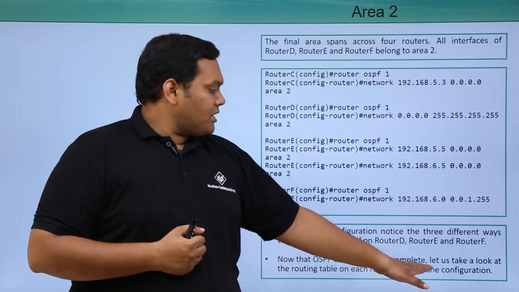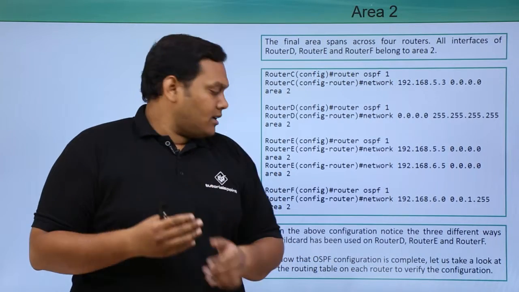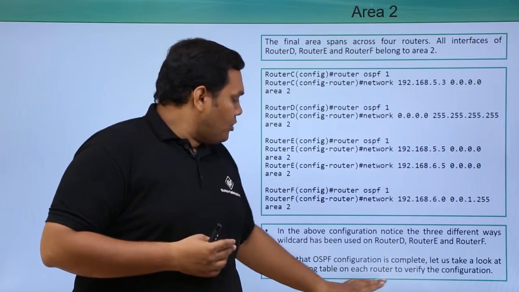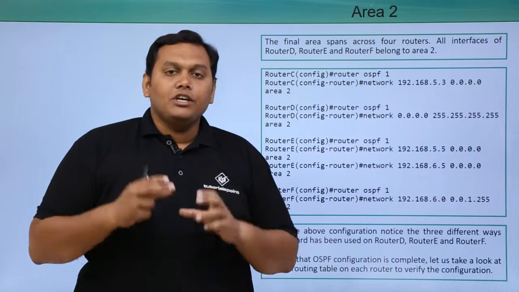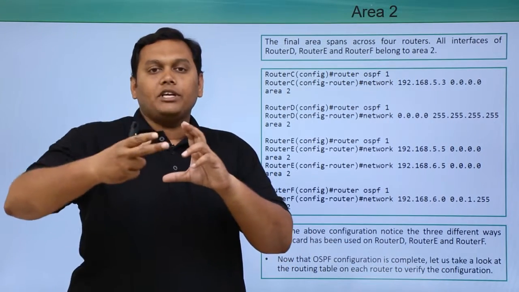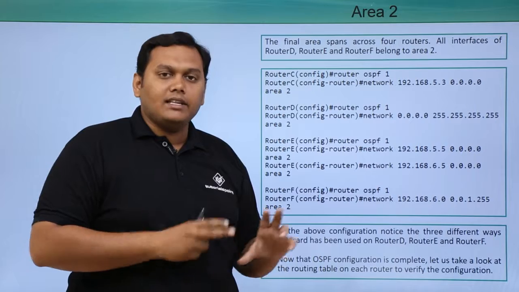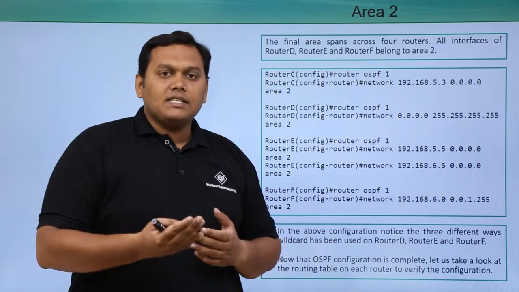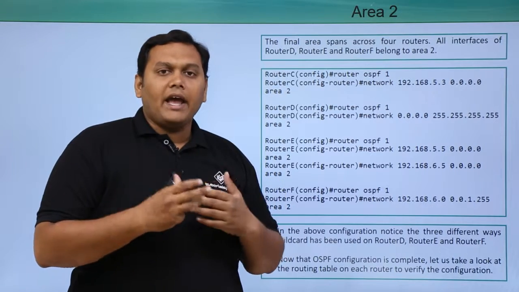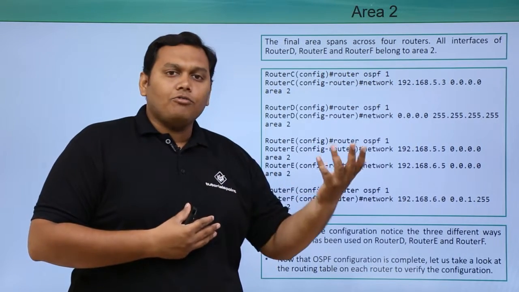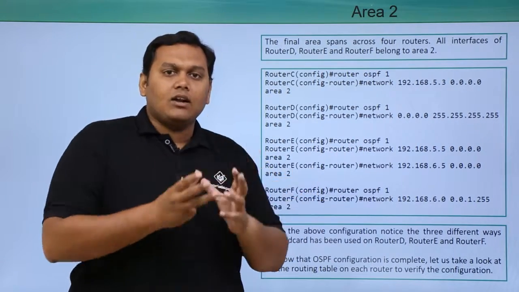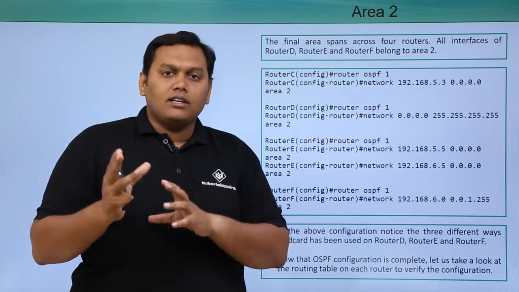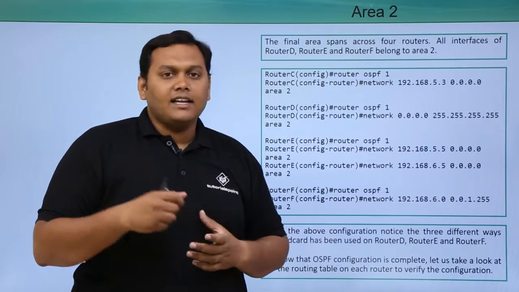So, the OSPF configuration is complete, and now you have to look at the routing table on each router to verify the configuration. The routing table will be updated with the information about the routers and the interfaces configured. We will be discussing this routing information, and also the influence of the DR, which is the designated router, and the backup designated router, in the next videos.